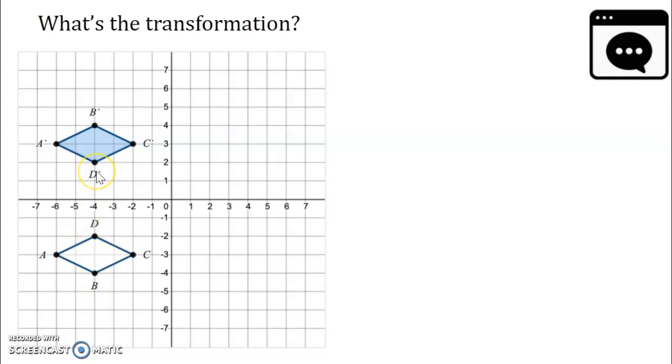While it's after the transformation, you're going to have that prime or that apostrophe, that comma at the top. That's what we call prime notation. So B became B prime here. That means it's a flip along the x-axis.